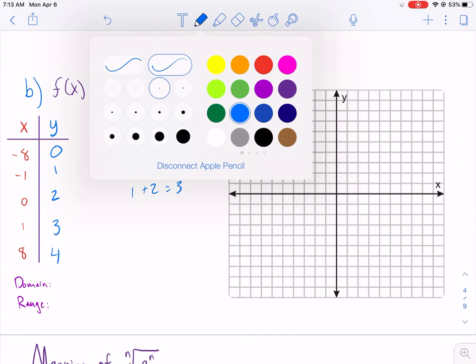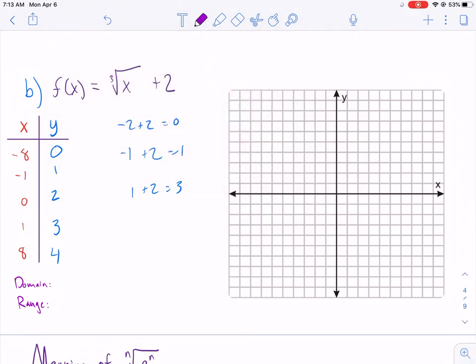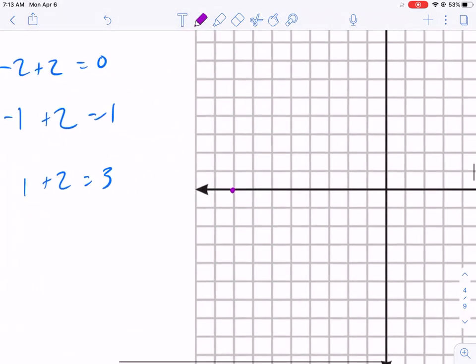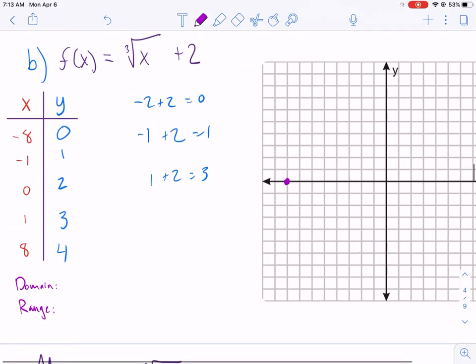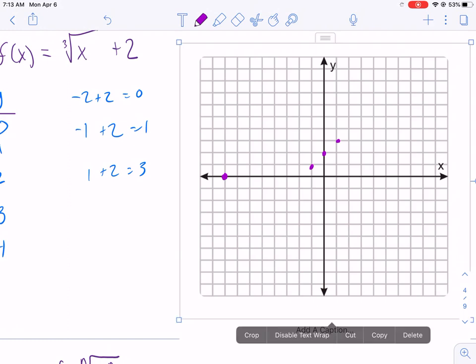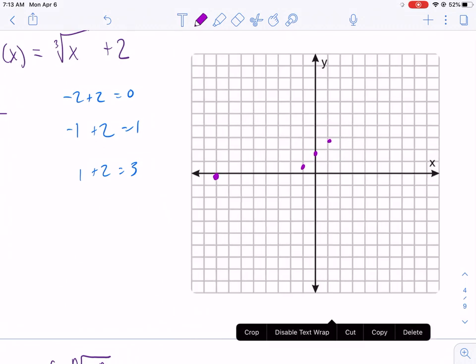So let's go ahead and plot these points. Oops, -8 comma 0. I should have redo that actually. Redo. There it is. -8 comma 0. Then we have -1 comma 1. Then we have 0 comma 2. Then we have 1 comma 3. And then 8 comma 4. Okay, whoops, I don't know what I did.